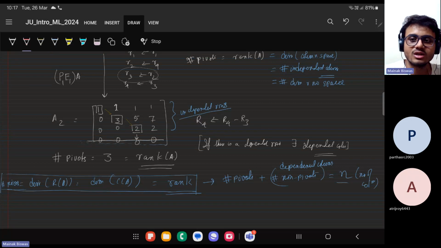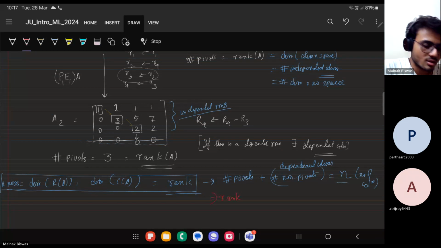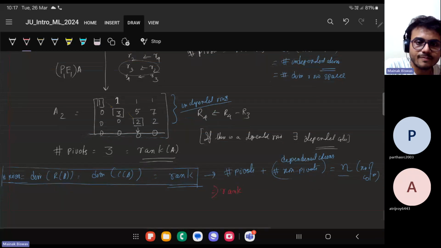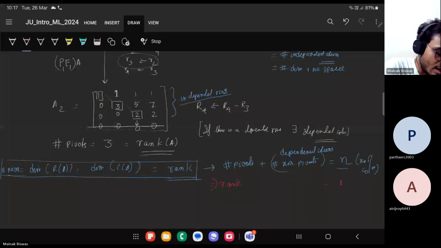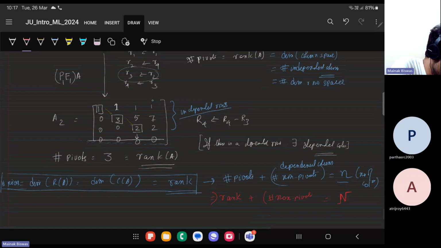What is the number of pivots then? We have shown this is equal to rank, yes or no? Yes, it is rank. It is equal to n, which is also visible, the number of columns. But I don't know the number of non-pivots. It is not known. What is it? Not known.